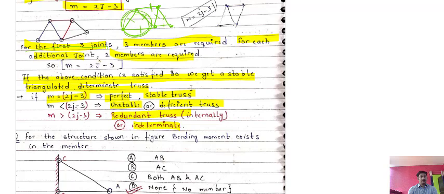One case is deficient, when m is less than 2j minus 3, and one case is when m is greater than 2j minus 3, that means it is a redundant truss. So you can see that with that equation you can divide trusses into 3 types: perfect, unstable, and redundant.